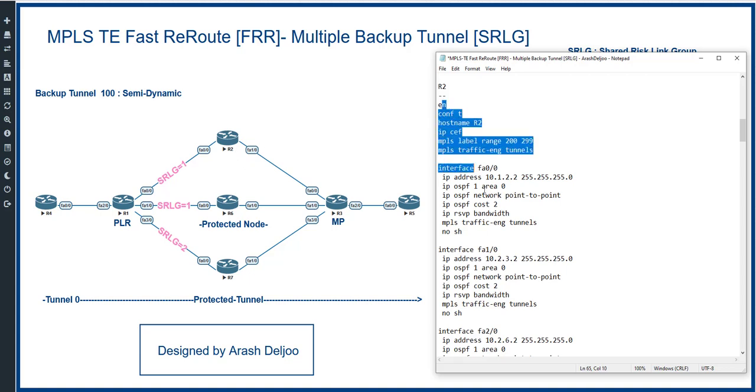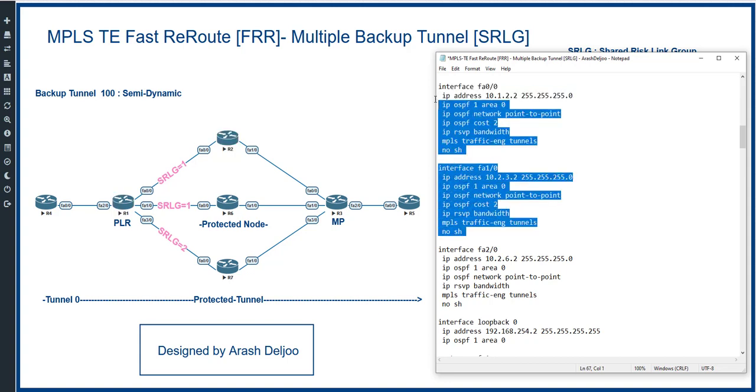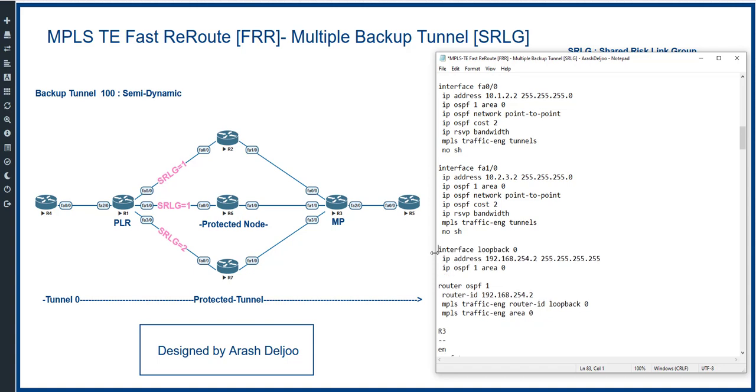Here we have router 2. In router 2, we don't have any change. Only in this scenario, we have two interfaces, FastEthernet 0/0 and FastEthernet 1/0. We don't need FastEthernet 2/0, so let me remove it. The IP addressing is correct. FastEthernet 0/0's IP address is 10.1.22/24, and FastEthernet 1/0's IP address is 10.2.32/24. That's it.